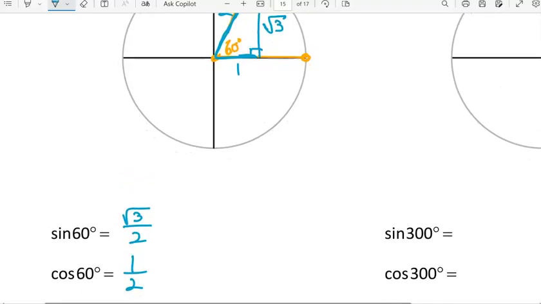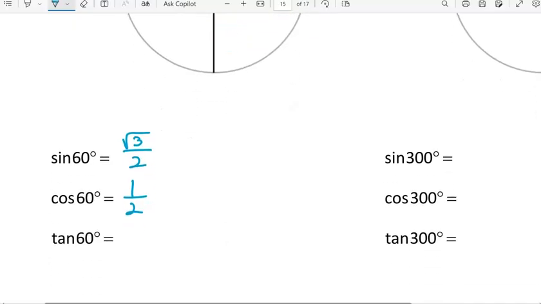Opposite to adjacent is the square root of 3 over 1, and we never leave something in the form of dividing by 1. The square root of 3 over 1 is the same as the square root of 3 divided by 1, and when we divide by 1, it doesn't change the value of the number being divided. So simplify that to the square root of 3.